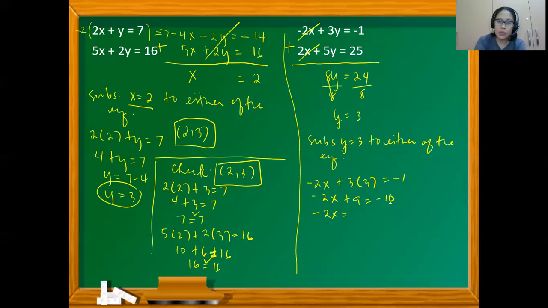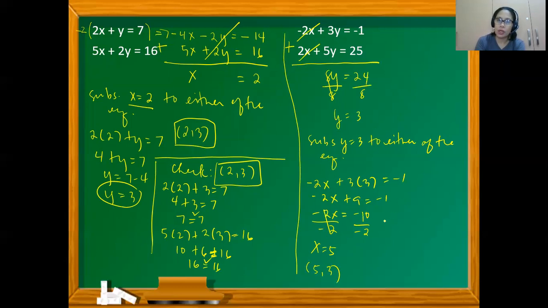So this is 1. I'm sorry. So this is negative 10. Negative 1 minus 9. Okay. So divide both sides by negative 2. So x is 5. Now, the solution here would be (5, 3).